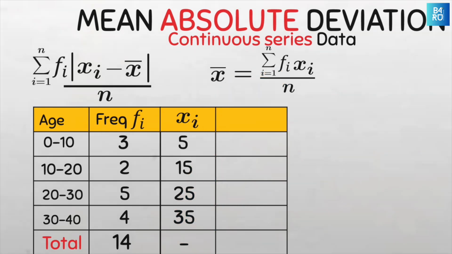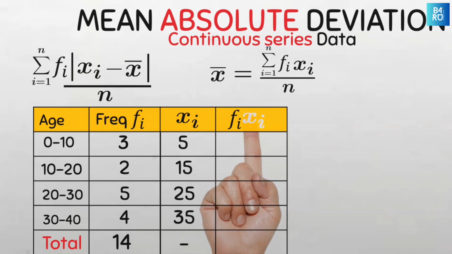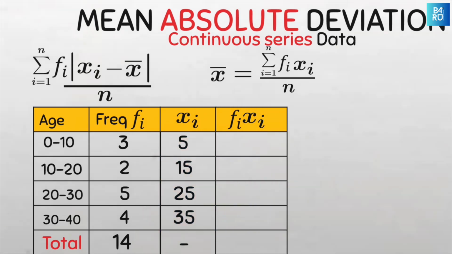So let's add another column for multiplying the frequencies and the corresponding class midpoints. We will call this f of x. That's the frequency multiplied by the x. Now what we need to do for each data value is to multiply it by its corresponding frequency to get the f of x. So for the first class, we will multiply the frequency of 3 and the midpoint, which is 5, and thus we would have 15.